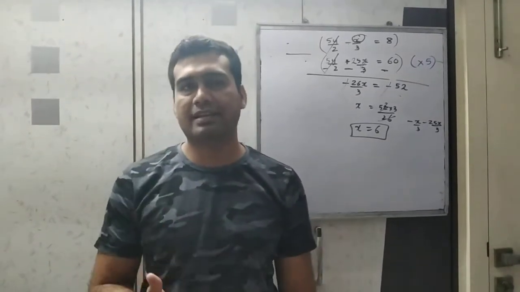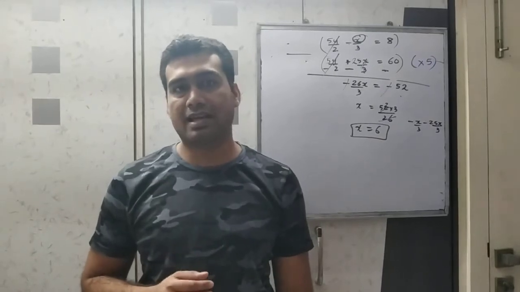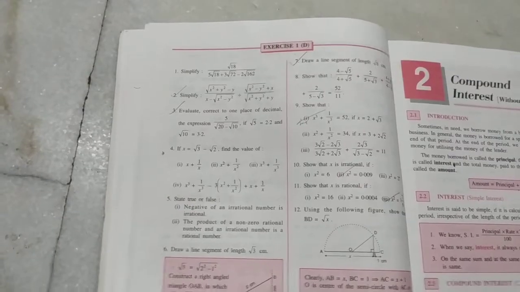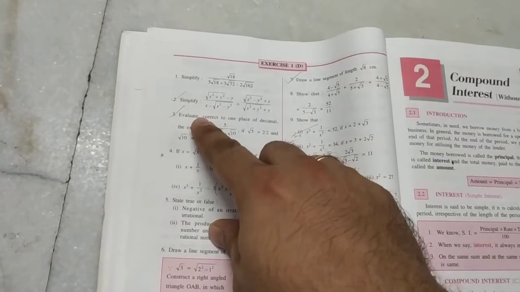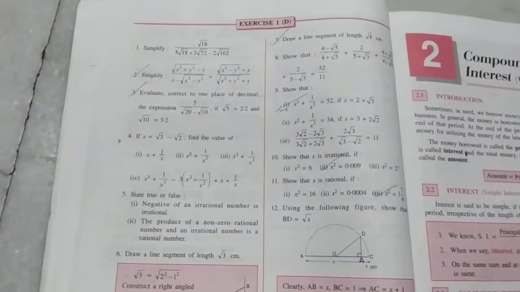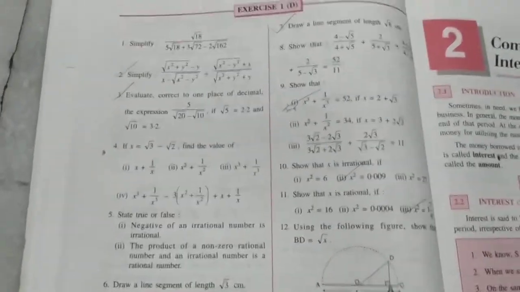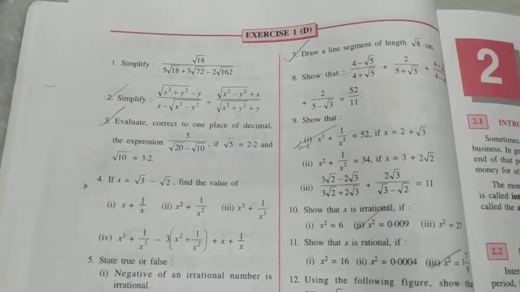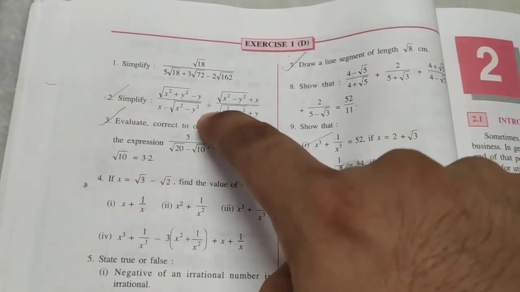Let's study 9th standard ICSE Math exercise 1B. Now question 2 is simplify. It seems to be very complicated, but on closer inspection we see that there is a division sign here.